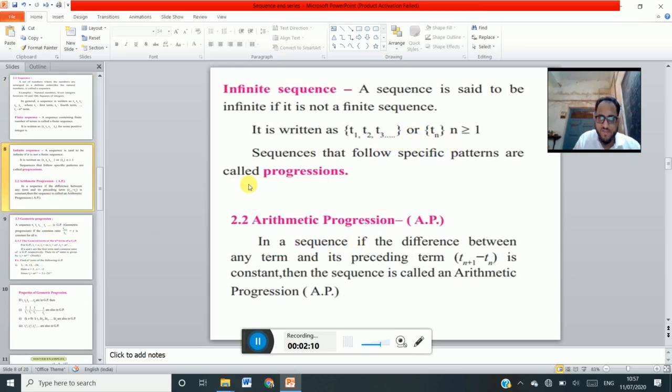Okay, like this. A sequence that follows a specific pattern is called a progression, right? Now progressions are of three types, as we see in the index of the first chapter: arithmetic progression, geometric progression, harmonic progression. So a sequence that has specific patterns is called a progression. From this, first is arithmetic progression, that is in short known as AP.